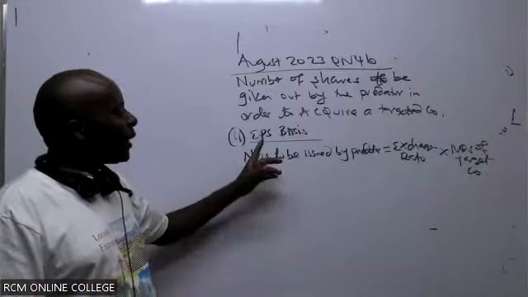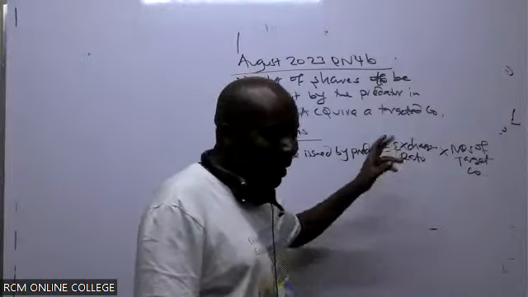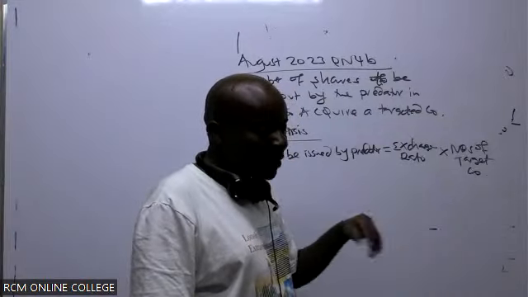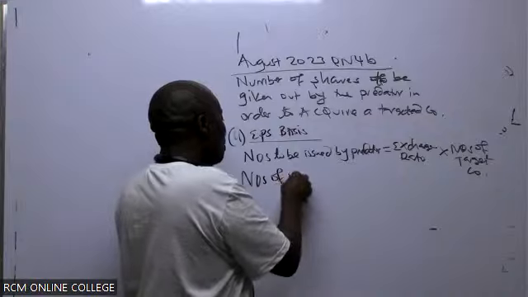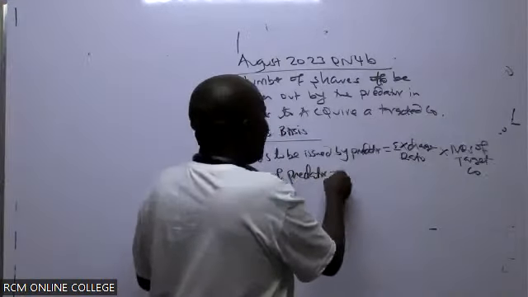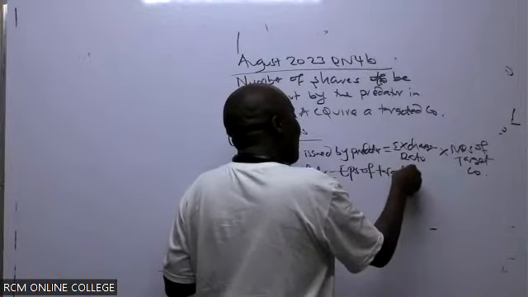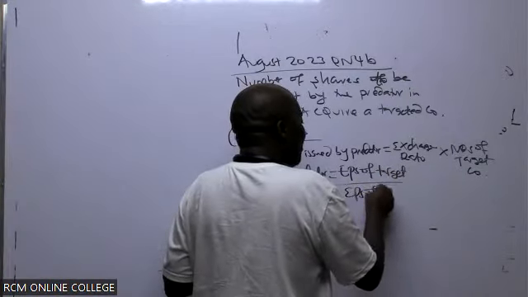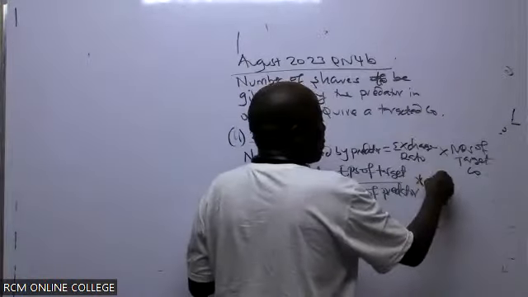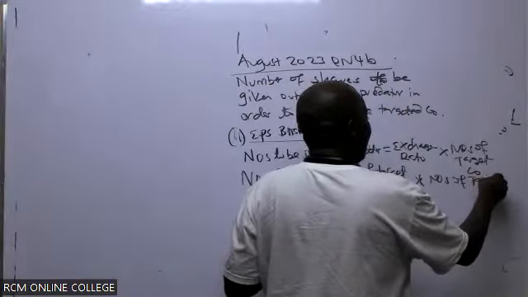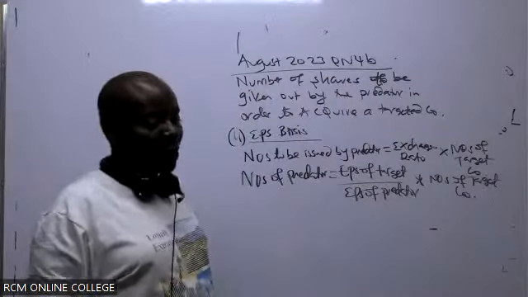And Roman 2, they want us to use EPS to calculate our exchange ratio. EPS, very easy. So in short, the NOS of the predator will be equal to the EPS of the target over the EPS of the predator, times NOS of the targeted company. Right, like that.